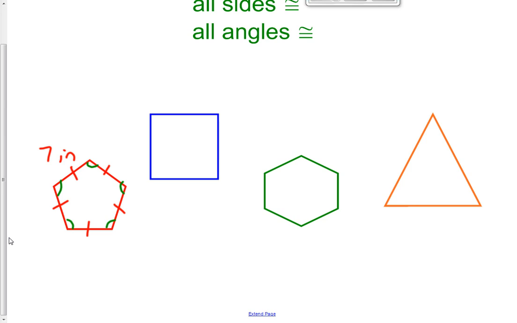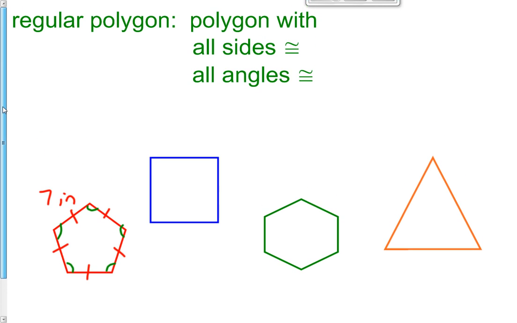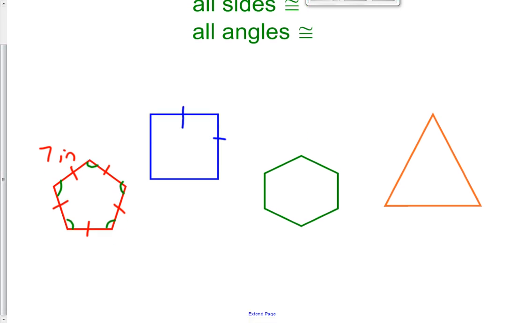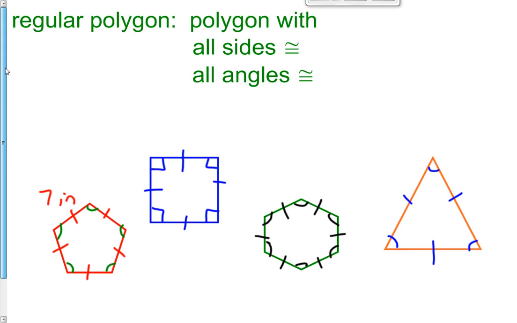On the quadrilateral, the regular polygon quadrilateral is called a square. All four sides are congruent, all four angles are congruent, and all four angles are 90 degrees. On the hexagon, once again, if it's a regular hexagon, all 6 sides are equal length, all 6 angles are equal measure. And with this triangle, the way we would mark it up, all of these sides are congruent, so we'd call it an equilateral triangle, and all the angles are congruent. They would all be 60 degrees, so it's equiangular. So equilateral and equiangular is also called a regular polygon.